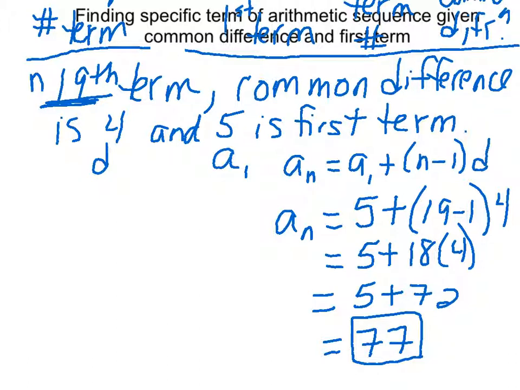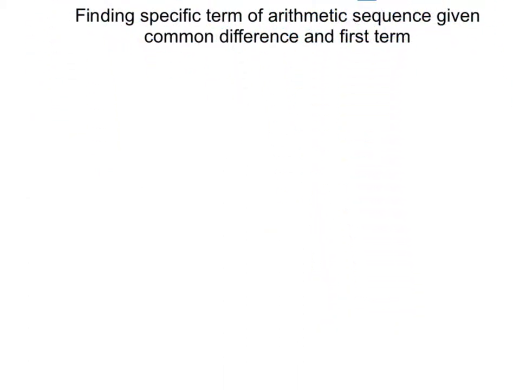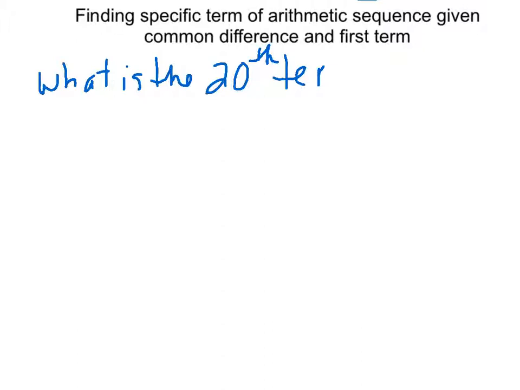Alright, let's try another example. Let me move this stuff up. Alright. Let's say that we're looking for the 20th term. What is the 20th term? Again, put this one down in your notes too so that you have a second example. It's always good to have more than one.